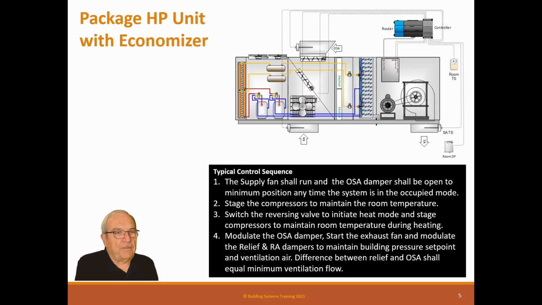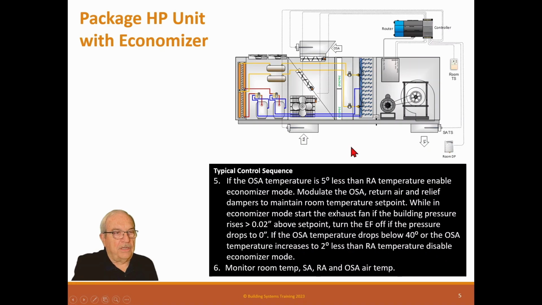Modulate the outside air dampers, start the exhaust fan, and modulate the relief and return air dampers to maintain building pressure set point, and the ventilation air difference between relief and outside air shall be equal to minimum ventilation air. Okay, so that's when we're going to start into. If you had this economizer and you started up in normal air conditioning mode and your pressure wasn't correct, this would change the openings on these dampers to maintain that pressure. You could do that, but it's really intended for this.